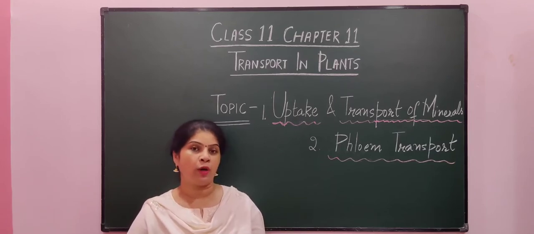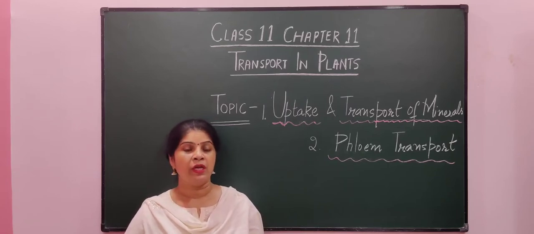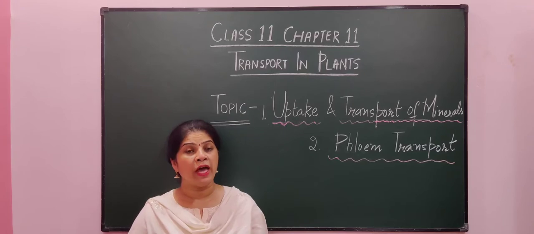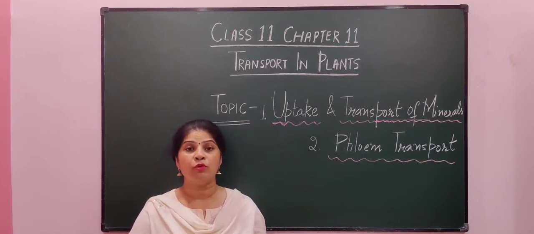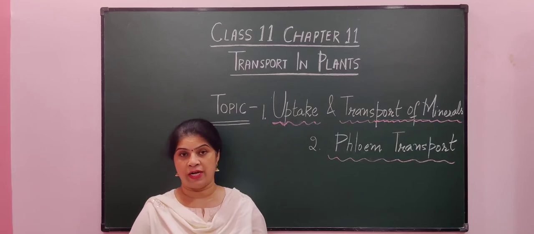Students, we all know that water is absorbed by two ways. One is passive absorption and another is active absorption. In passive absorption, the water molecules move along the concentration gradient and no energy is involved. Whereas in case of active absorption, the water molecules move against the concentration gradient and energy is involved.